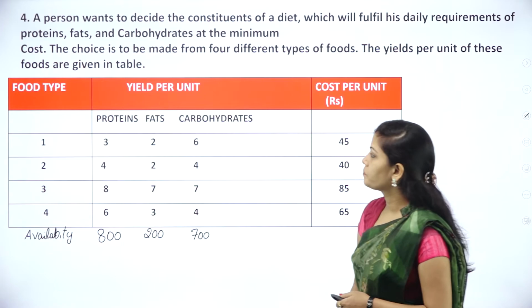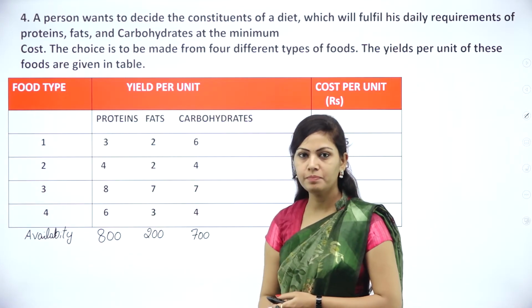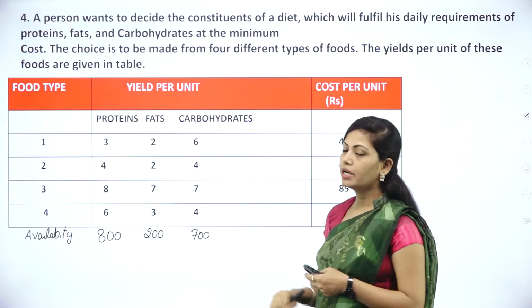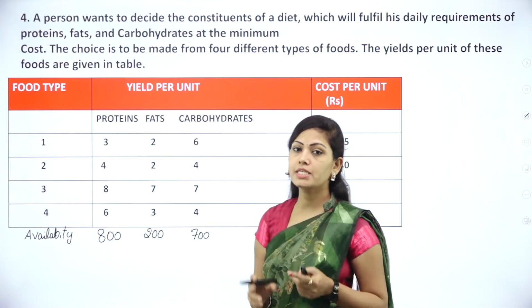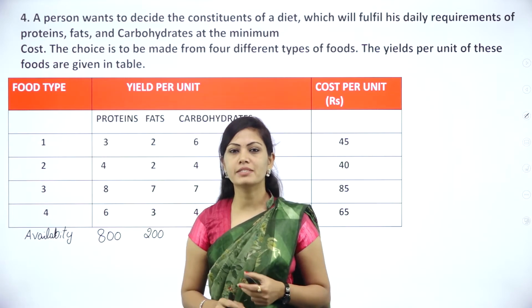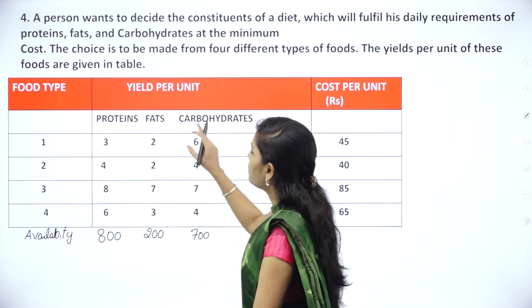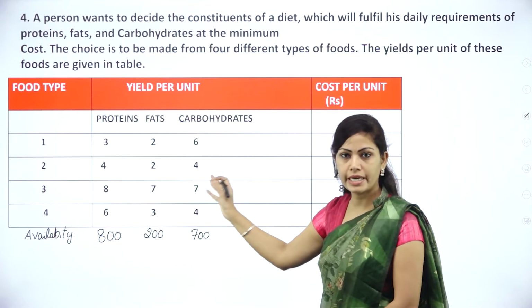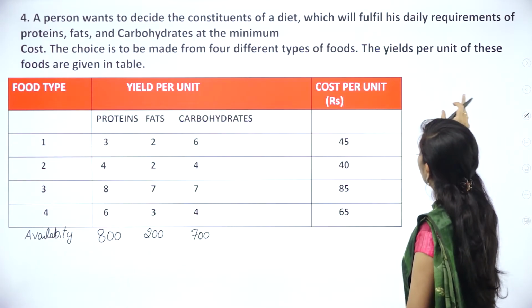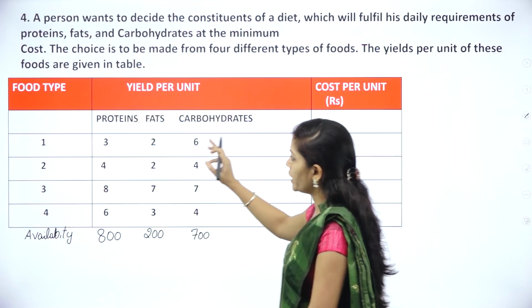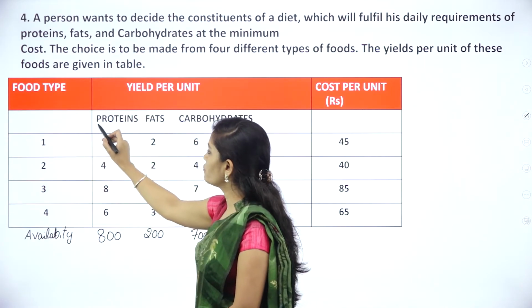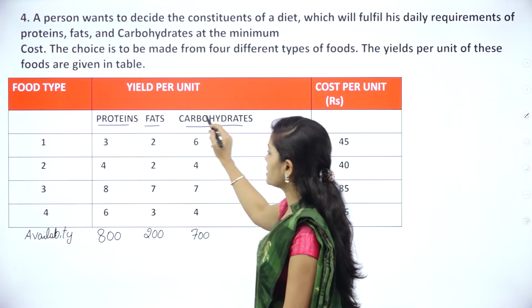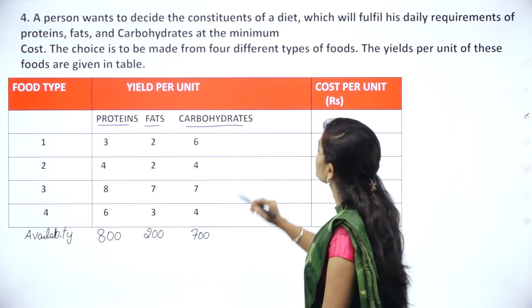Next problem: here we have one table. Using this table we can construct the LP model. First you have to understand whether it is a minimization or maximization problem. A person wants to decide the constituents of a diet. It is a diet problem which will fulfill his daily requirements of proteins, fats and carbohydrates. We have three different requirements called proteins, fats and carbohydrates.